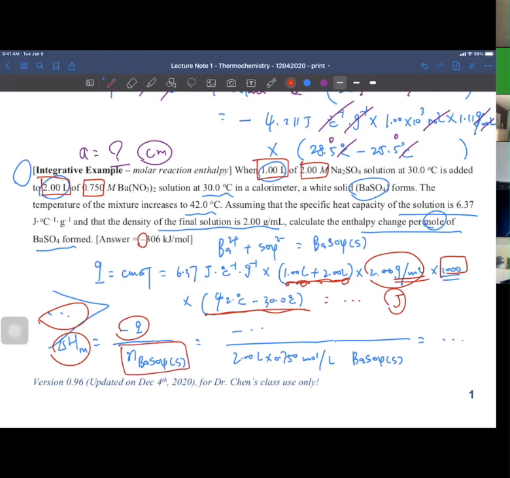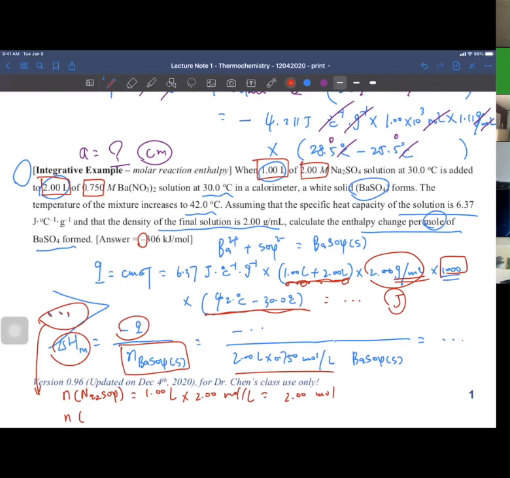You need to calculate how many moles of the precipitate are produced here. So I skipped one step. You need to figure out which one is the limiting reactant, right? So let's calculate here. So the skipped part will be the moles of the sodium sulfate, which will be 1.00 liter times 2.00 mole per liter. So it will be 2.00 mole.